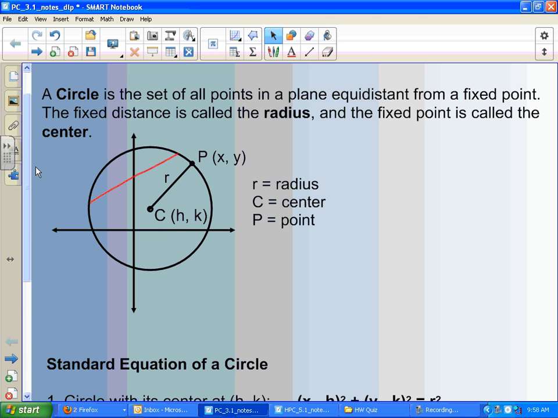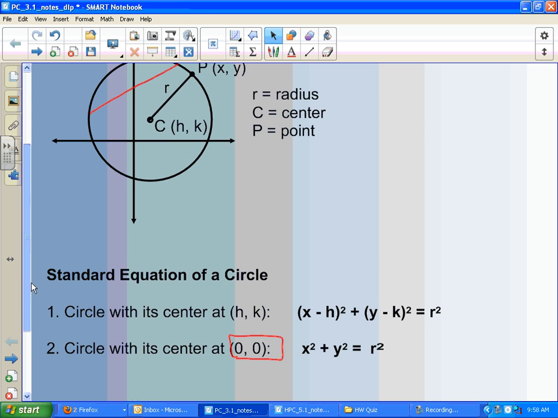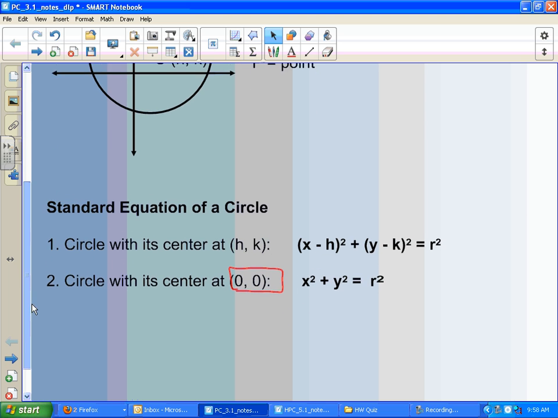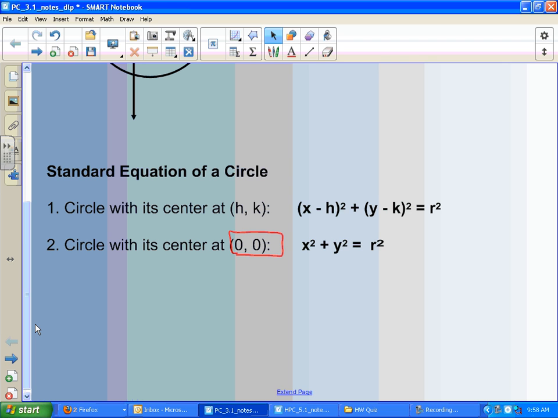When it's sitting somewhere else, we call that other place our h and k variables that define the center of our circle. So here are our two equations for circles. One of them where I'm somewhere else, not at 0, 0. And then one where I'm at 0, 0.